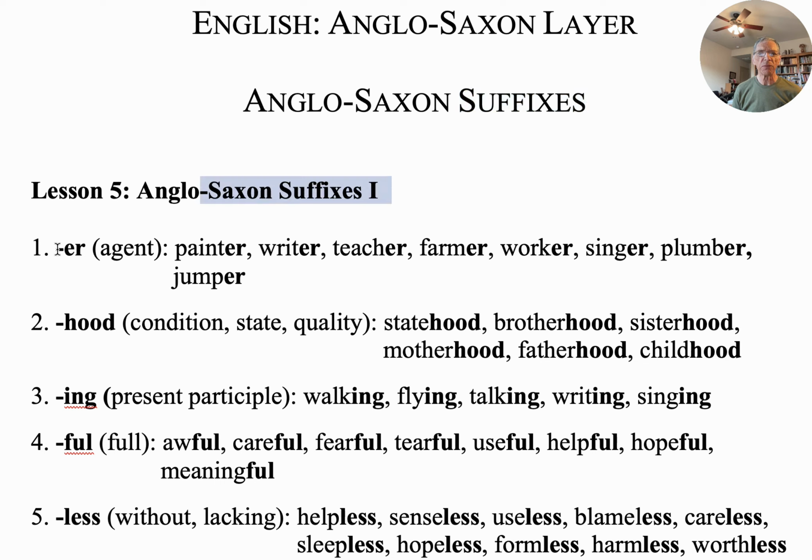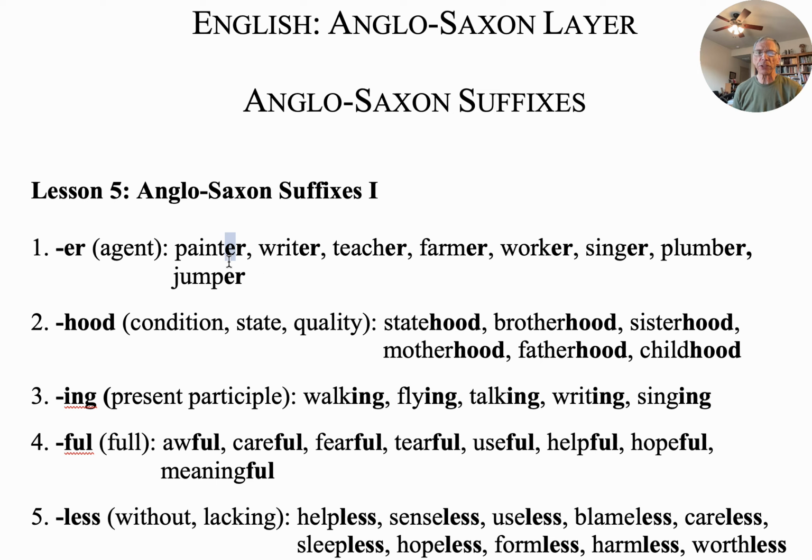Anglo-Saxon suffixes. First of all, we have the ER, and this is an agent. In other words, it's someone or something that's doing something. So let's take a look at these. First, we have painter. So we know what it is to paint. So painter is going to be an agent, that is someone who paints. And notice, writer.